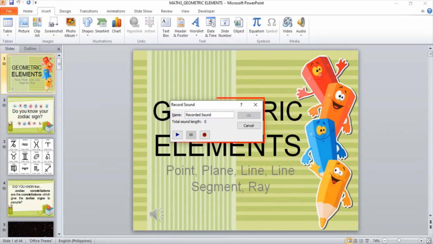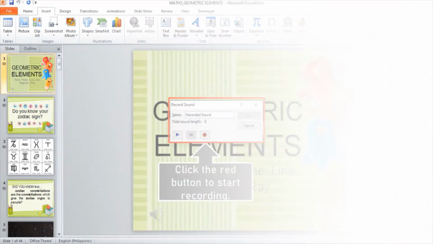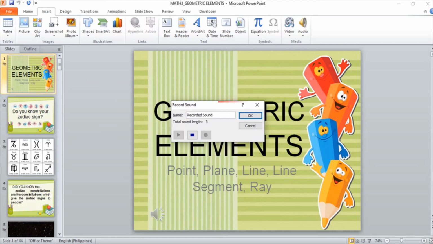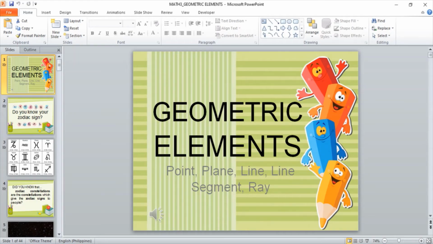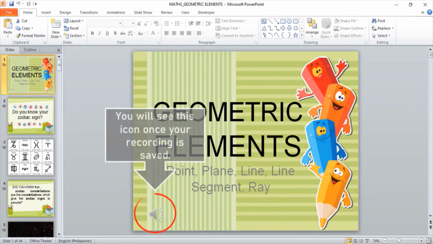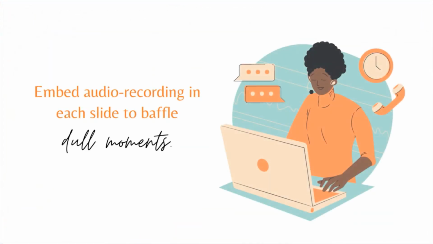Then click the red button to start recording. Once you're done, click the blue button to end the recording, then click OK. You will see this icon once your recording is saved. Don't forget to embed audio recording in each slide to baffle dull moments.